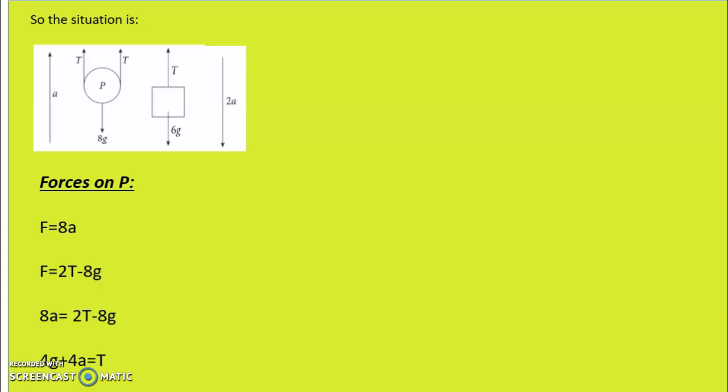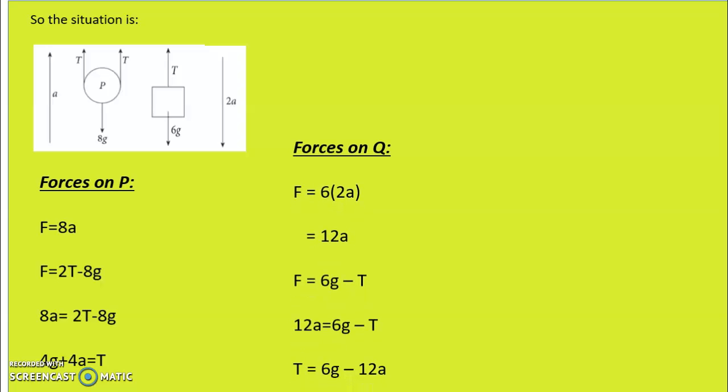That's my first one. Let's look at Q. So in Q, I know that the force is mass times acceleration. So the mass is 6 and the acceleration this time is 2a, because remember, we're getting that from here. So that means that the force is 12a. The other way that we can write the force is, remember, it's going down this time. So we have 6g minus T. So I can say 12a is equal to 6g minus T, or I can say that T is equal to 6g minus 12a.